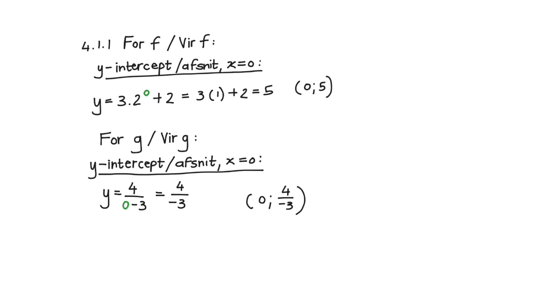This question counted 3 marks, so you get 1 mark if you made x 0. You get 1 mark for y equals 5, and then you get 1 mark for y equals 4 over negative 3.